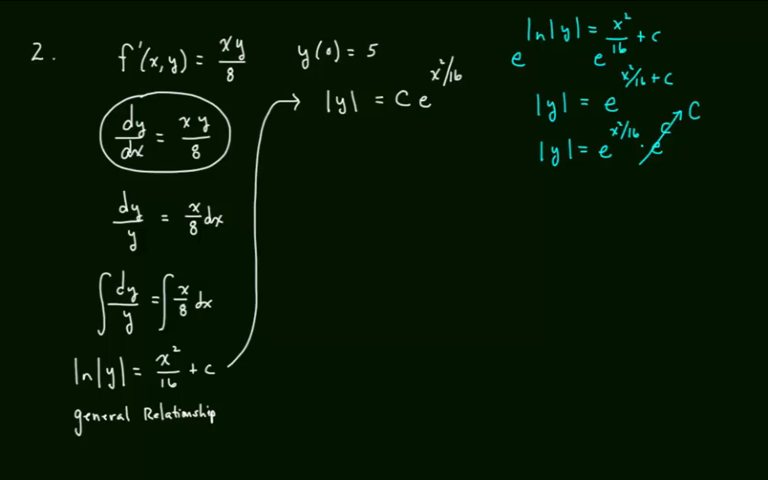Let's continue. Now what I want to do is get rid of the absolute value. So I'm going to say y equals plus or minus c e to the x squared over 16. This is an important part. The plus or minus c value is just some other c. We're not making that decision here about what is plus or minus. We're solving for the coefficient that comes in front of e to the x squared over 16.